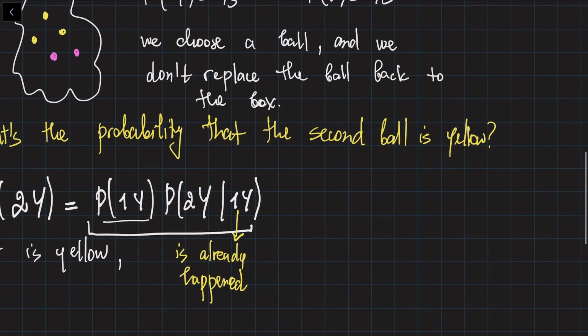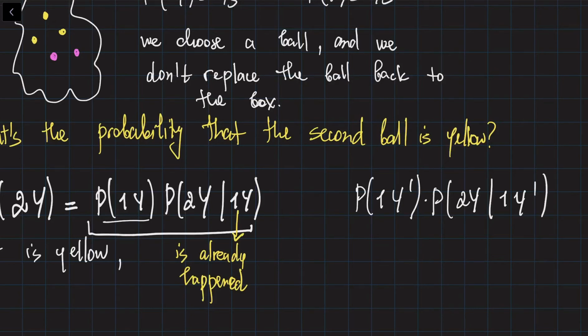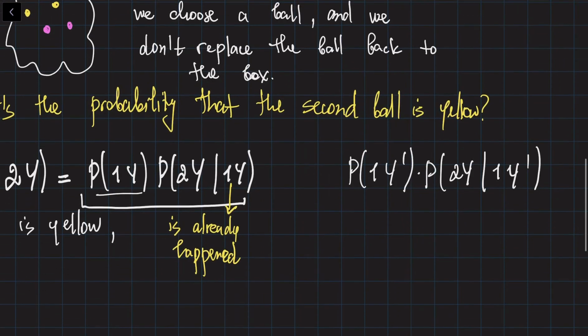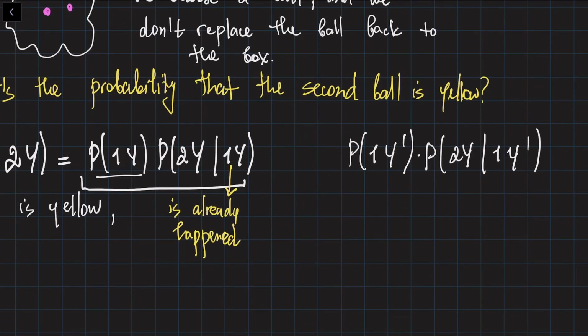No, there is another situation. It is possible that the first ball is pink, right? So the first ball is pink, or we can say that the first ball is not yellow. And we have to multiply this by the probability that the second one is yellow, given that the first one is pink or not yellow. There are only two possibilities of getting the second ball as yellow: either the first ball is yellow and then the second ball is yellow, or the first ball is pink, not yellow, and the second one is yellow. So we need to add them because there are only two possible cases.